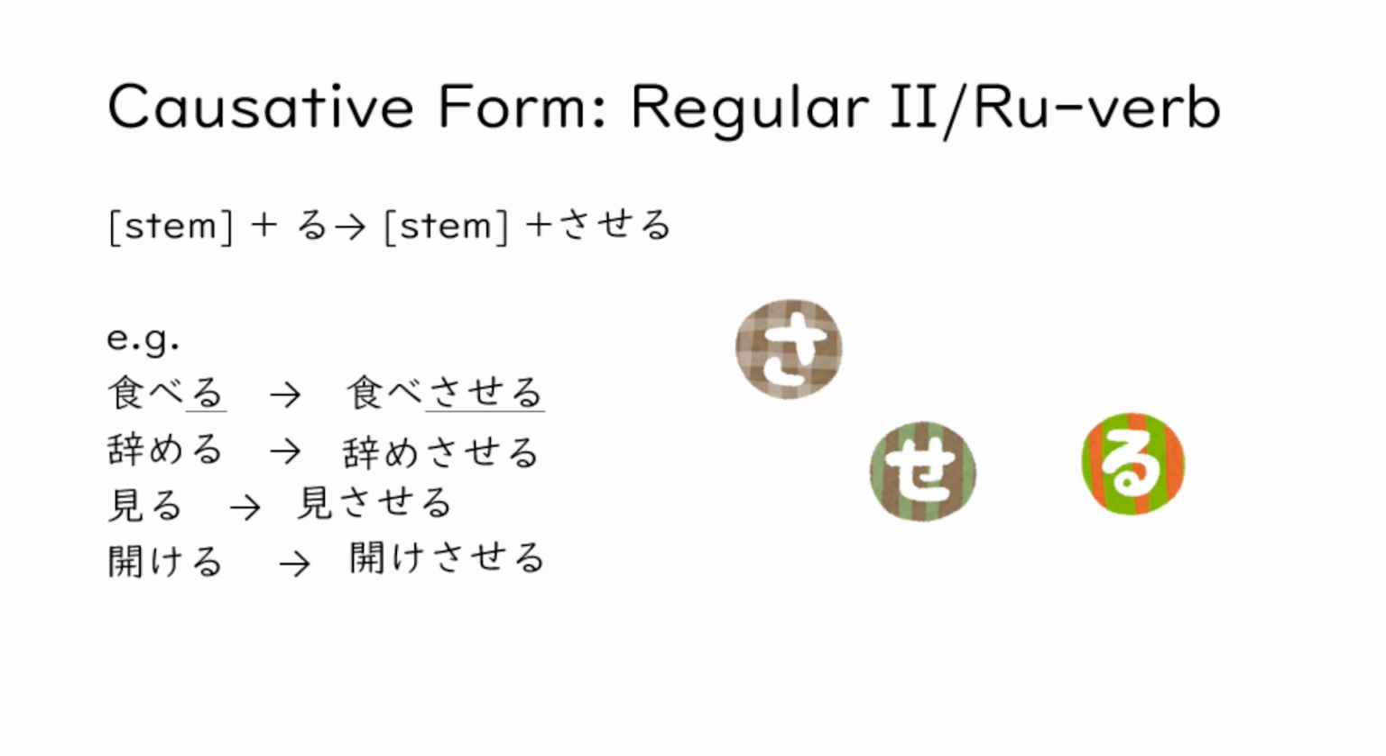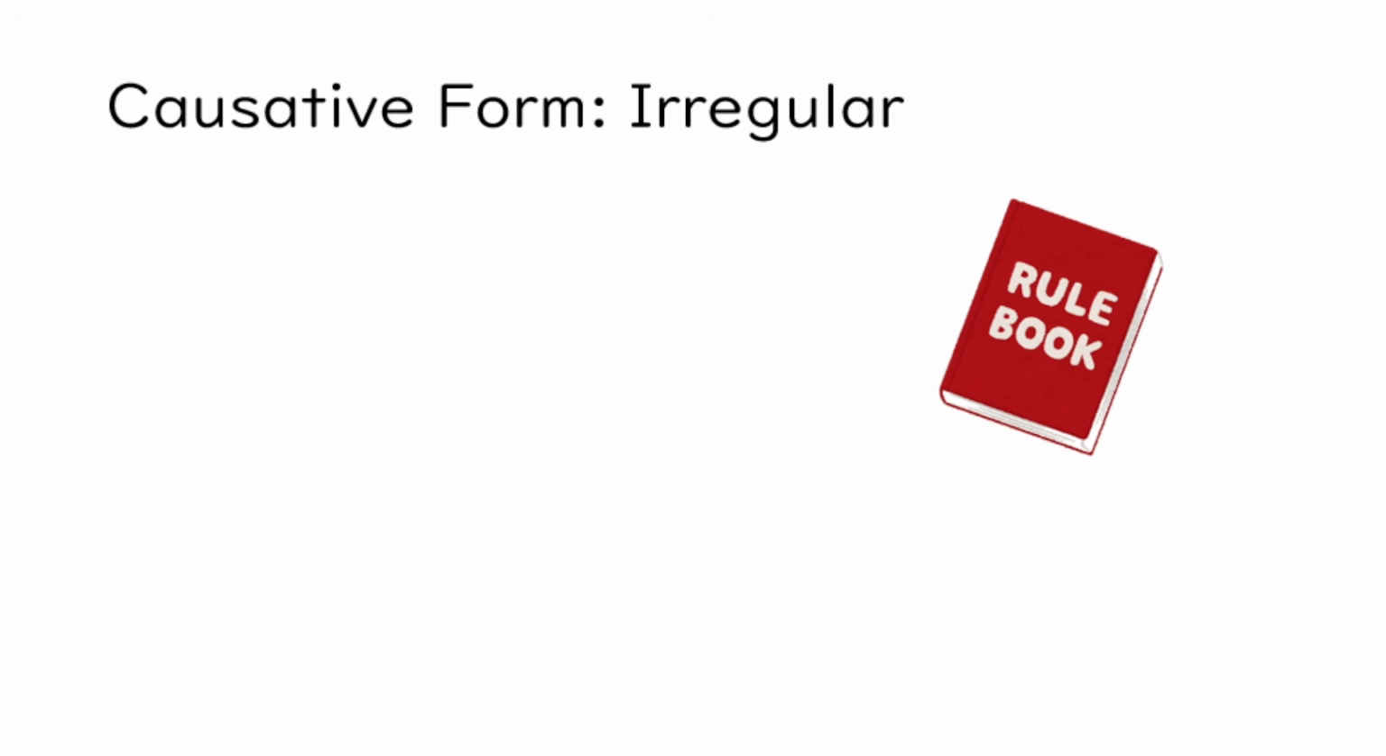Now, let's look at irregular verbs. When it comes to irregular verbs, good news, there are only two, so you just need to memorize them. First, kuru, which means to come, becomes kosaseru. Second, suru, which means to do, becomes saseru. Alright, now that you know how to form the causative, here's something really important.